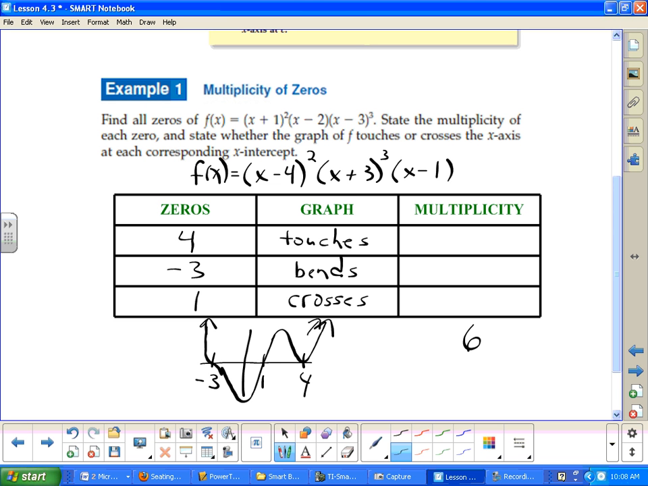So for multiplicity, I can just look at the exponents: 2, 3, and 1. And there's my degree, my multiplicity is there. Here's what happens with the graph, because sometimes it won't be so cut and dry, but the multiplicity is 2, 3, and 1 because it is the degree of the factor.